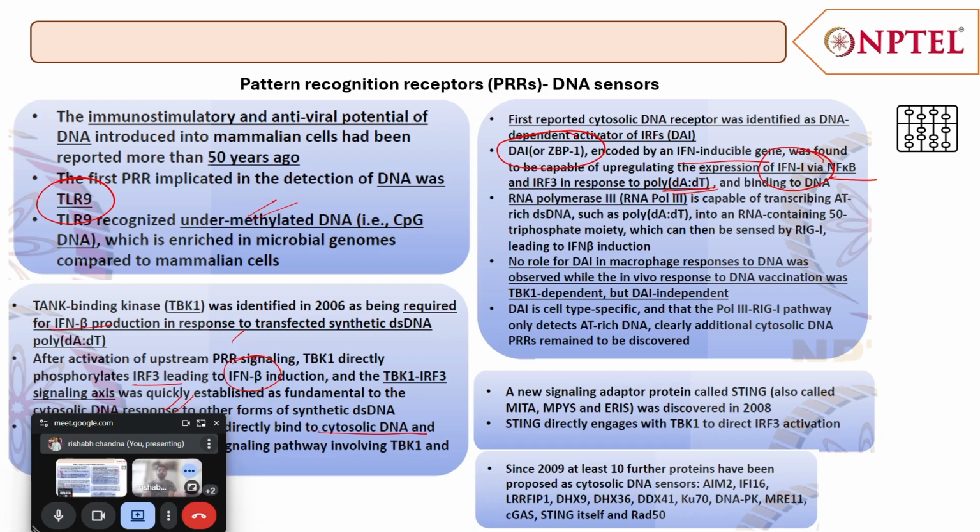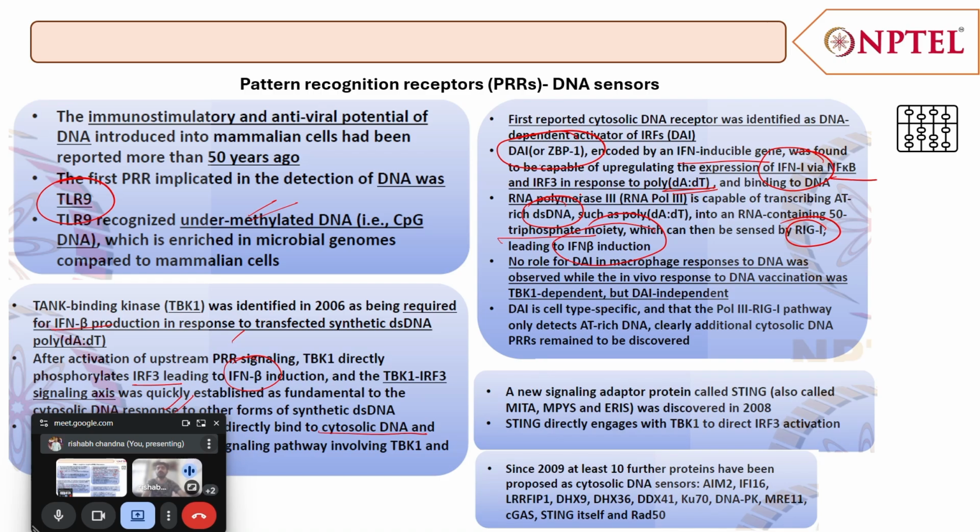Okay, then the RNA polymerase 3 that is capable of transcribing AT rich double stranded DNA can produce an RNA moiety that contains a 5' triphosphate moiety that is recognized by RIG-I, leading to IFN beta induction. No role of DAI in macrophage responses to DNA was observed, while the in vivo response of DNA vaccination was TBK1 dependent but DAI independent.